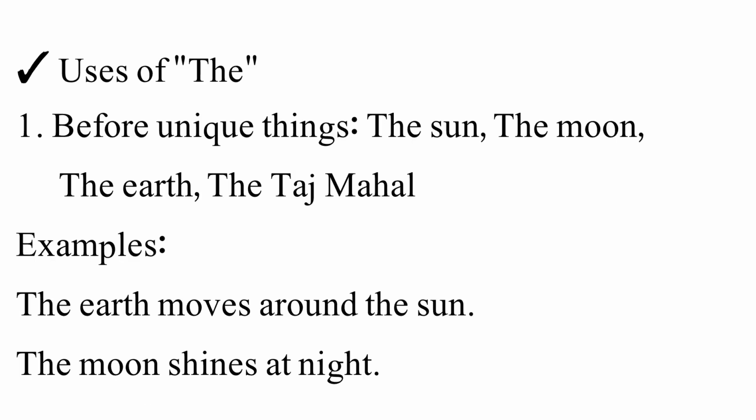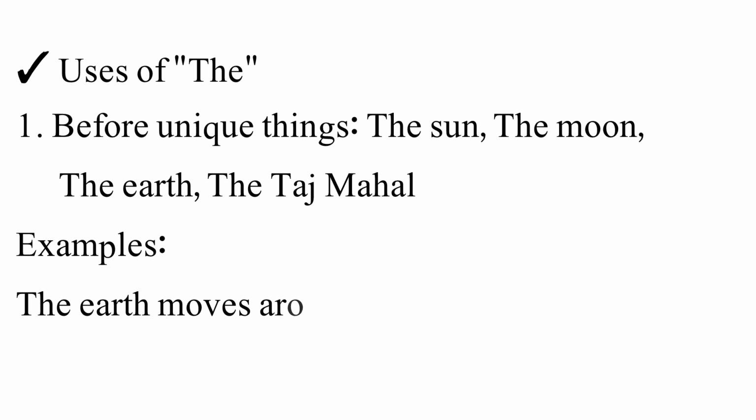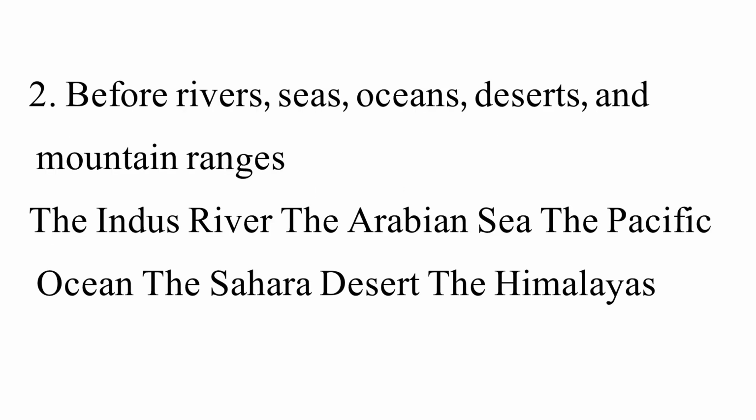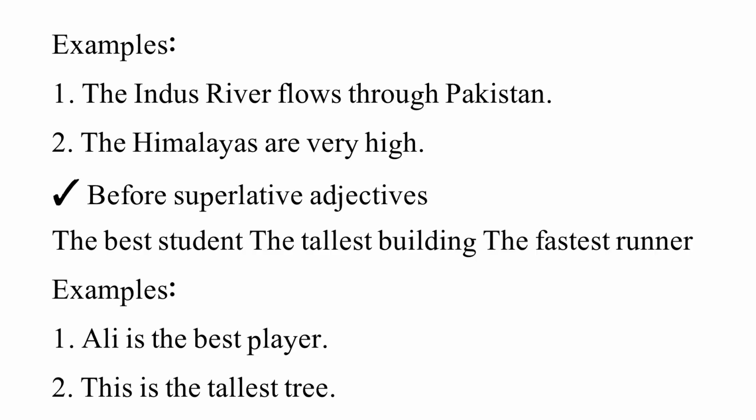Uses of the. 1. Before unique things. The sun, the moon, the earth, the Taj Mahal. Examples. The earth moves around the sun. The moon shines at night. 2. Before rivers, seas, oceans, deserts, and mountain ranges. The Indus River, the Arabian Sea, the Pacific Ocean, the Sahara Desert, the Himalayas. Examples. The Indus River flows through Pakistan. The Himalayas are very high.